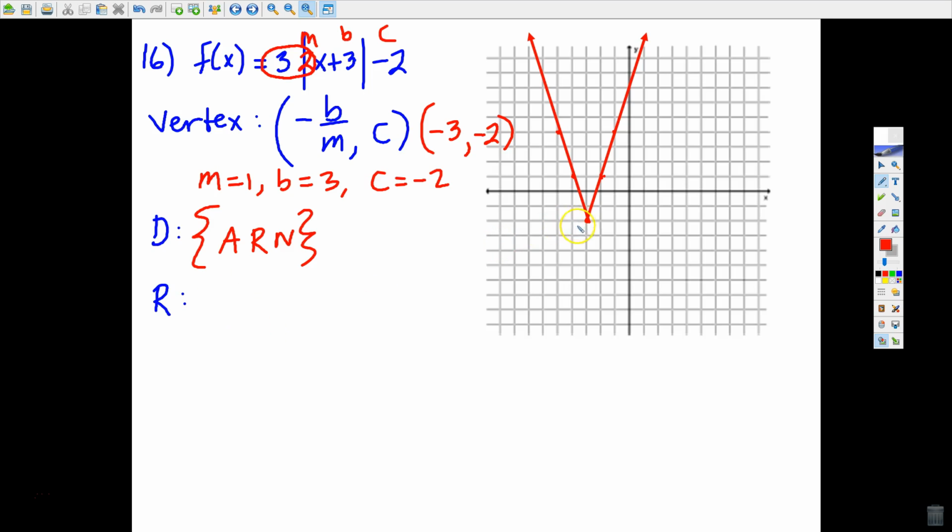Okay, range. It looks like we're picking up from the y-axis here and going up forever. That number that I marked on the y-axis is negative 2, so the very bottom of this V is negative 2 on the y, and it just continues to go up forever. And so the range is going to be all y such that y is greater than or equal to negative 2.